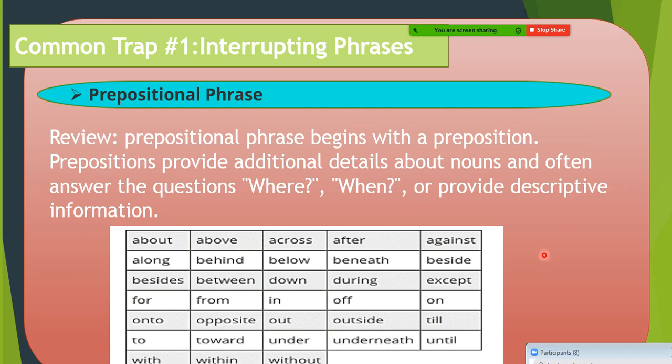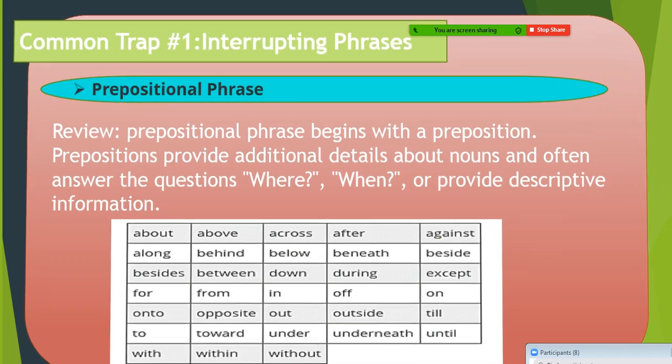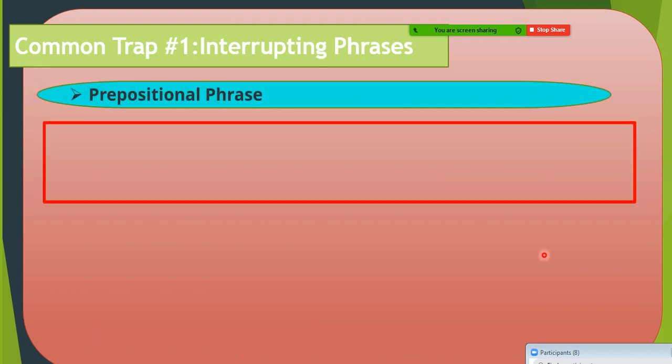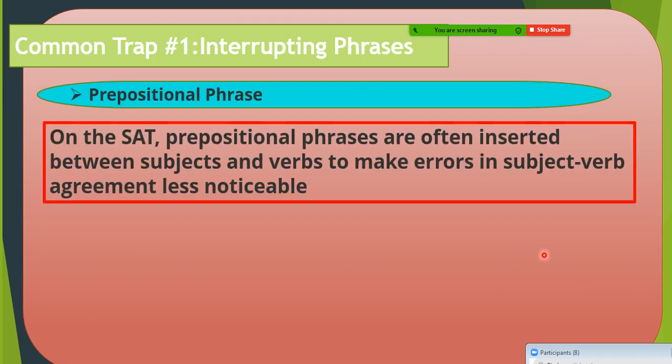So, do we have a strategy that we can follow? Yes, we have a strategy. First, we have a problem we have to avoid. How can we avoid falling into this common trap that the test will set for you, by interrupting the sentence with a non-essential phrase or clause to make it difficult for you to decide whether the verb and the subject agree or not?